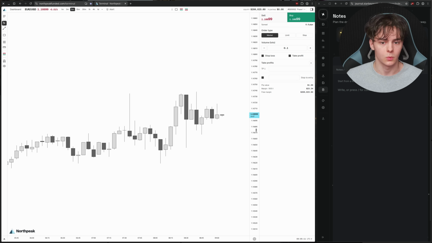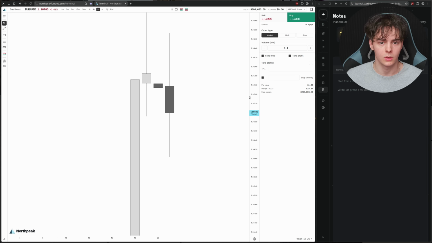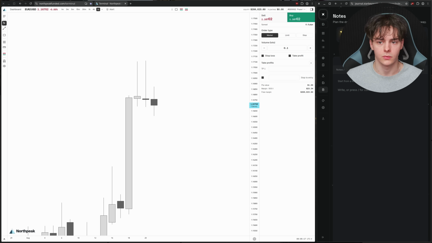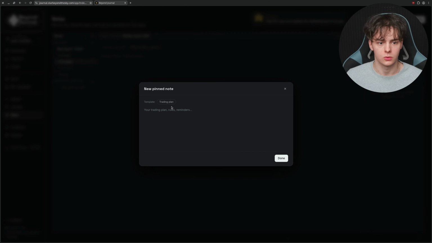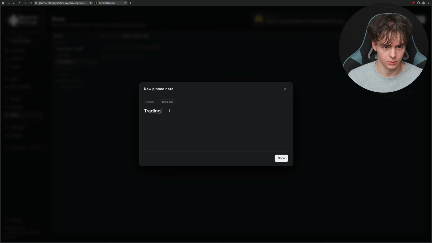So first things first, when we are looking at the price action, let's go onto the daily. We want to identify the high time frame bias. Wait, actually, let's go to the notes. Let's go to pinned, and let's also create a new one. So this is going to be the trading plan. There we go. Okay, so we're going to be creating a header, trading plan. There we go.